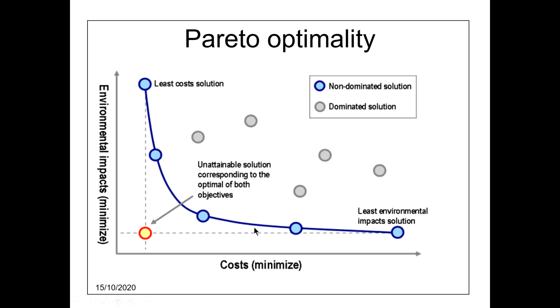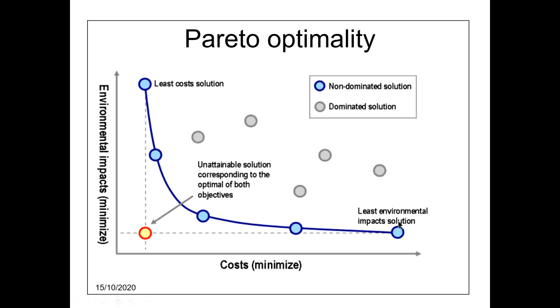So the process lies along this curve. If we go for minimum cost, the solution lies here. If we go for minimum environmental impact, the solution lies here. The solution beyond that process is the unattainable solution corresponding to the optimum of both objectives. Beyond this is unattainable because the physical process lies along these characteristics. So the optimum must lie along these characteristics.